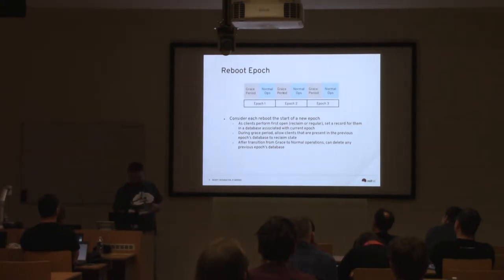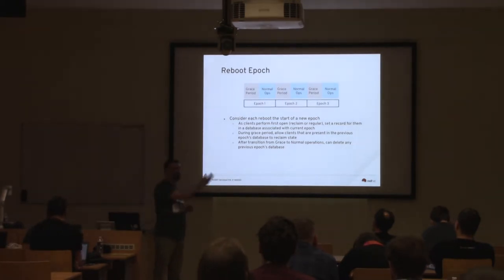As clients perform their first open, reclaim or regular, we set a record in the stable storage database for them. During a grace period, we allow clients that are present in the previous epoch's database to reclaim. Anybody that wasn't in there gets refused. After we transition from grace to normal operation, we can delete any previous database associated with the previous epoch.